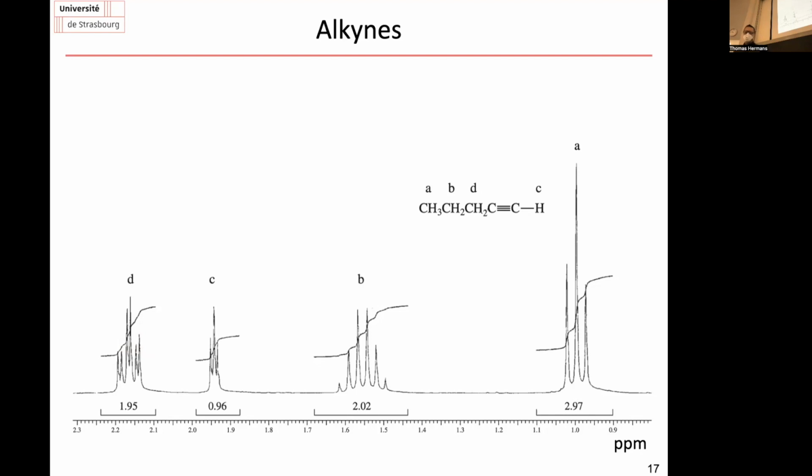So that thing comes from here. So it has 2 neighbors on this side. So it makes a triplet. But it has allylic coupling here over 4 bonds with C, which makes a doublet. So it's a triplet of doublets.